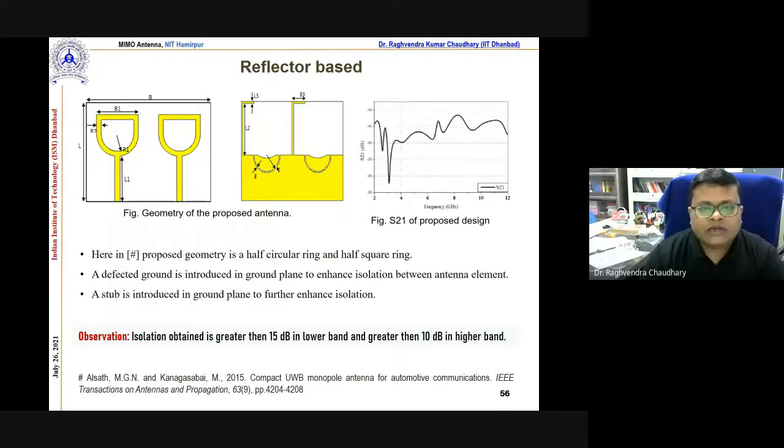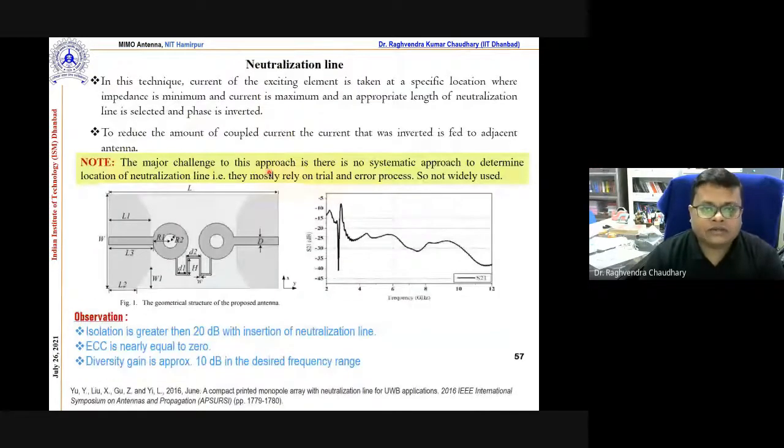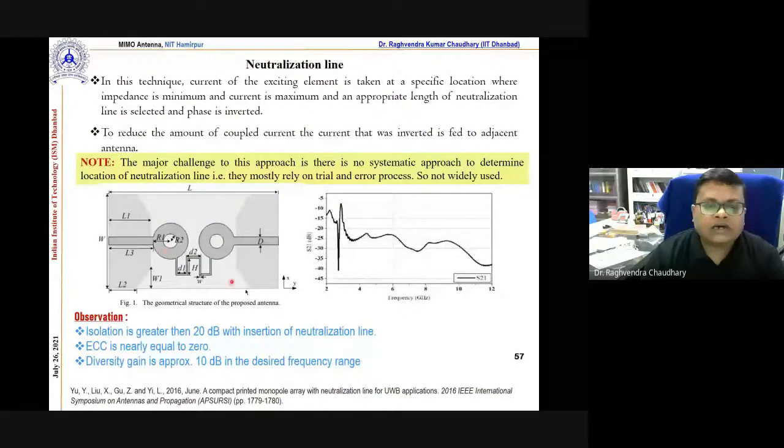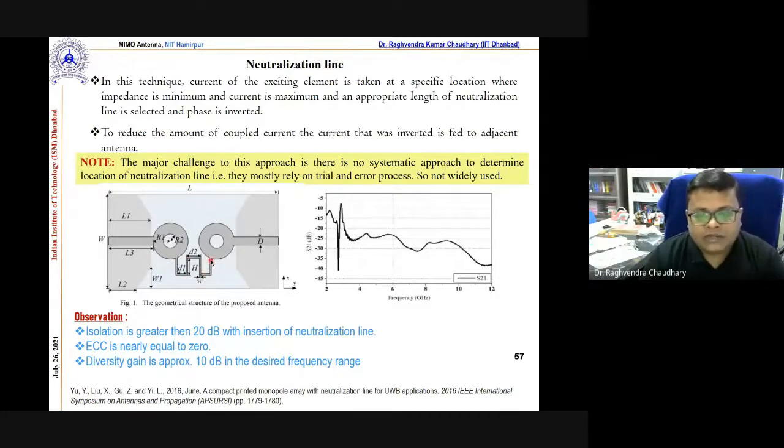Then finally we have the neutralization line. Why this neutralization? We have two antenna elements, and we observe that there is a high surface current here. So what we are doing is trying a neutralization line, and we arrange it in such a way that the impedance is very low. So what is happening is that the current will be shorted.